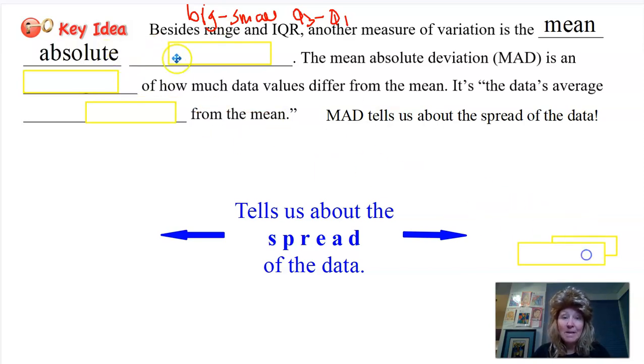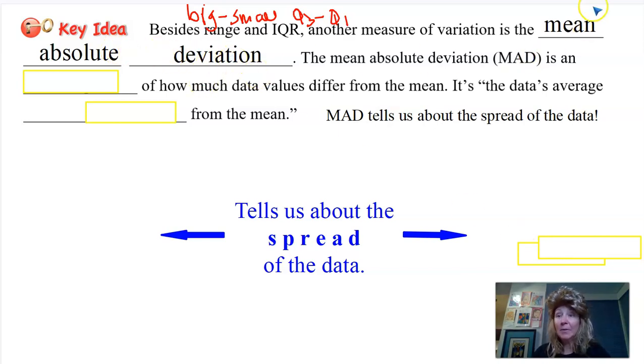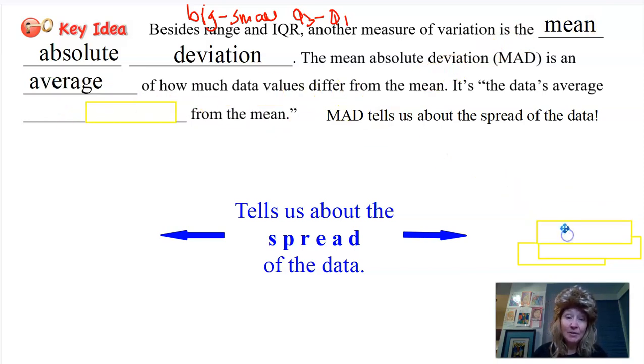It's called mean absolute deviation. So it has to do with how far away a number is from the mean. The mean absolute deviation is an average of how much data values differ from the mean. It's the data's average distance from the mean. So it tells us about how far spread apart the numbers are.